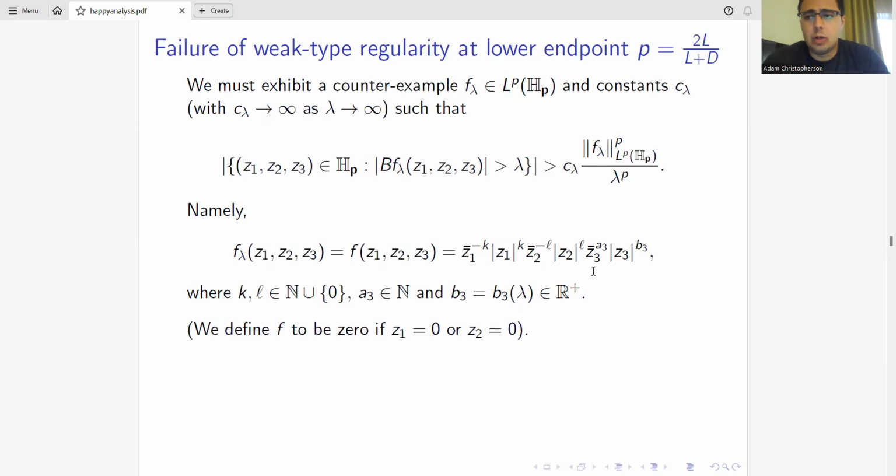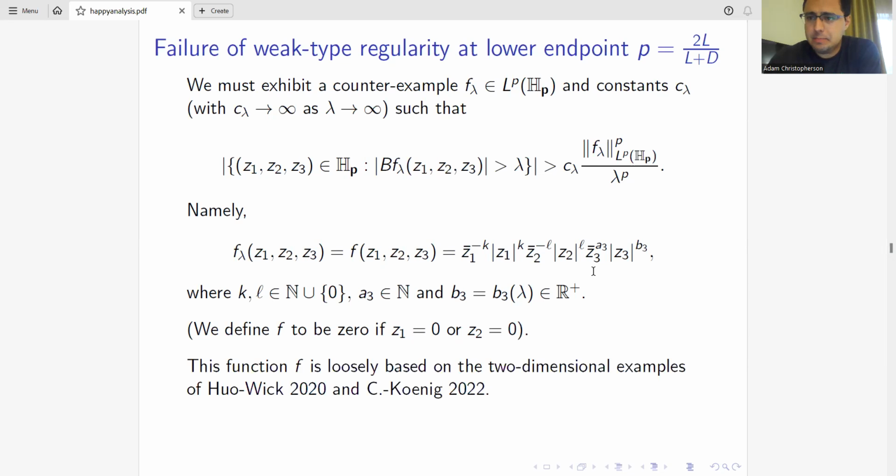K and l must be non-negative integers. A3 must be a positive integer, and B3 is a real number that is allowed to depend, and in fact must depend, on lambda. Of course, to avoid dividing by 0, we would insist that this function be 0 if Z1 or Z2 are equal to 0. And it's worth mentioning that this example is loosely based on the ones used by Brett Wick and Cheng-Wei Wu in 2020, and my advisor and myself last year.